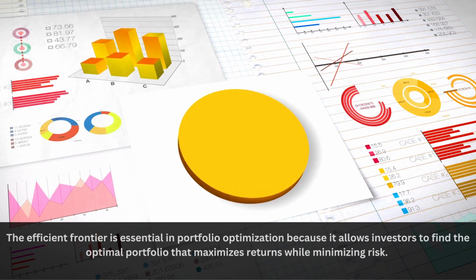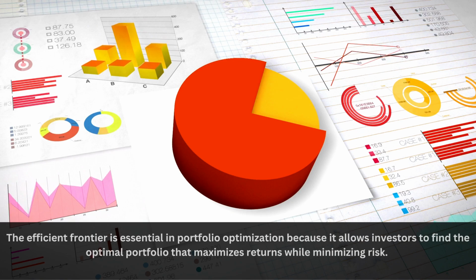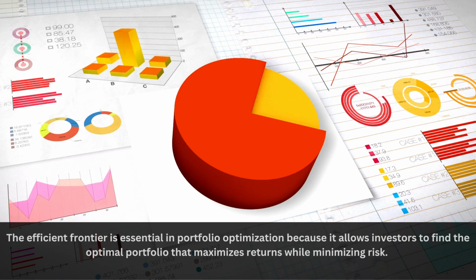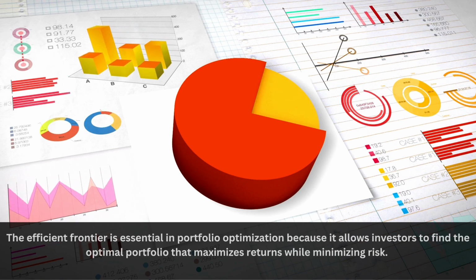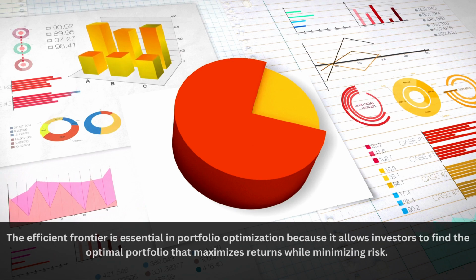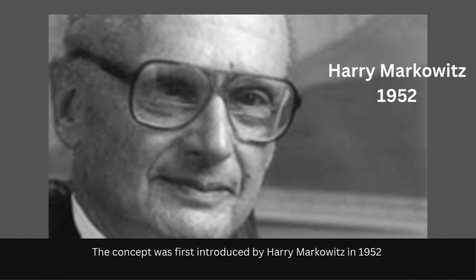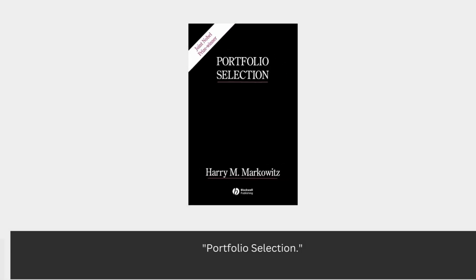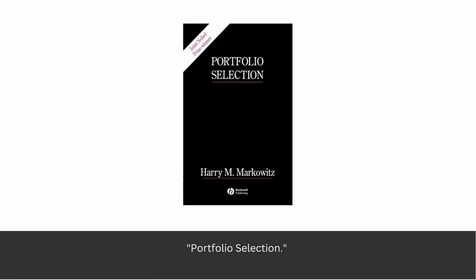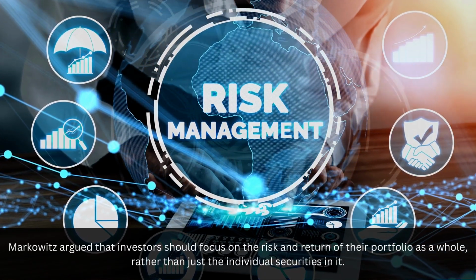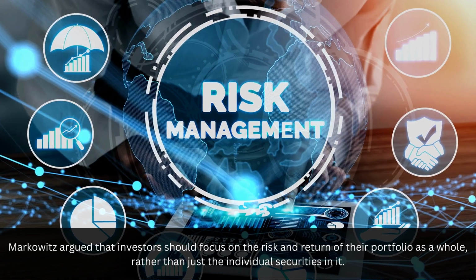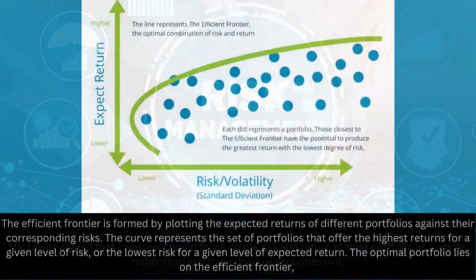The efficient frontier is essential in portfolio optimization because it allows investors to find the optimal portfolio that maximizes returns while minimizing risk. The concept was first introduced by Harry Markowitz in 1952 in his paper, Portfolio Selection. Markowitz argued that investors should focus on the risk and return of their portfolio as a whole, rather than just the individual securities in it.